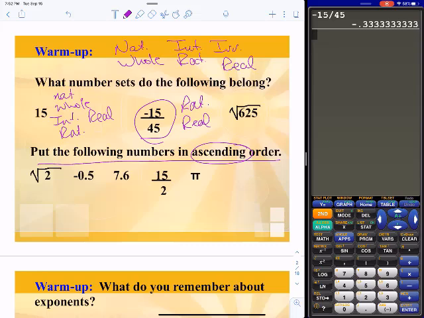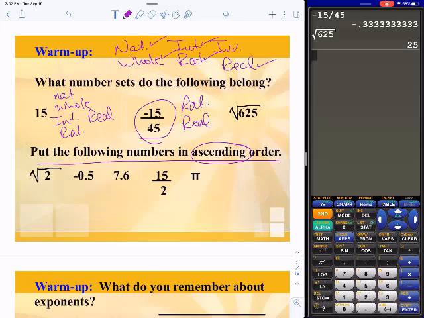Okay, and then the last one, the square root of 625. So we need to type in second x squared to get your square root, and then 625, hit enter. We find out that the value of that one is 25. So just because it's got that square root doesn't mean that it's going to be a funky number. Now since it's 25, will it be a natural number? Yes. Will it be a whole number? Yes. An integer, rational, and real. So it does encompass all of those.